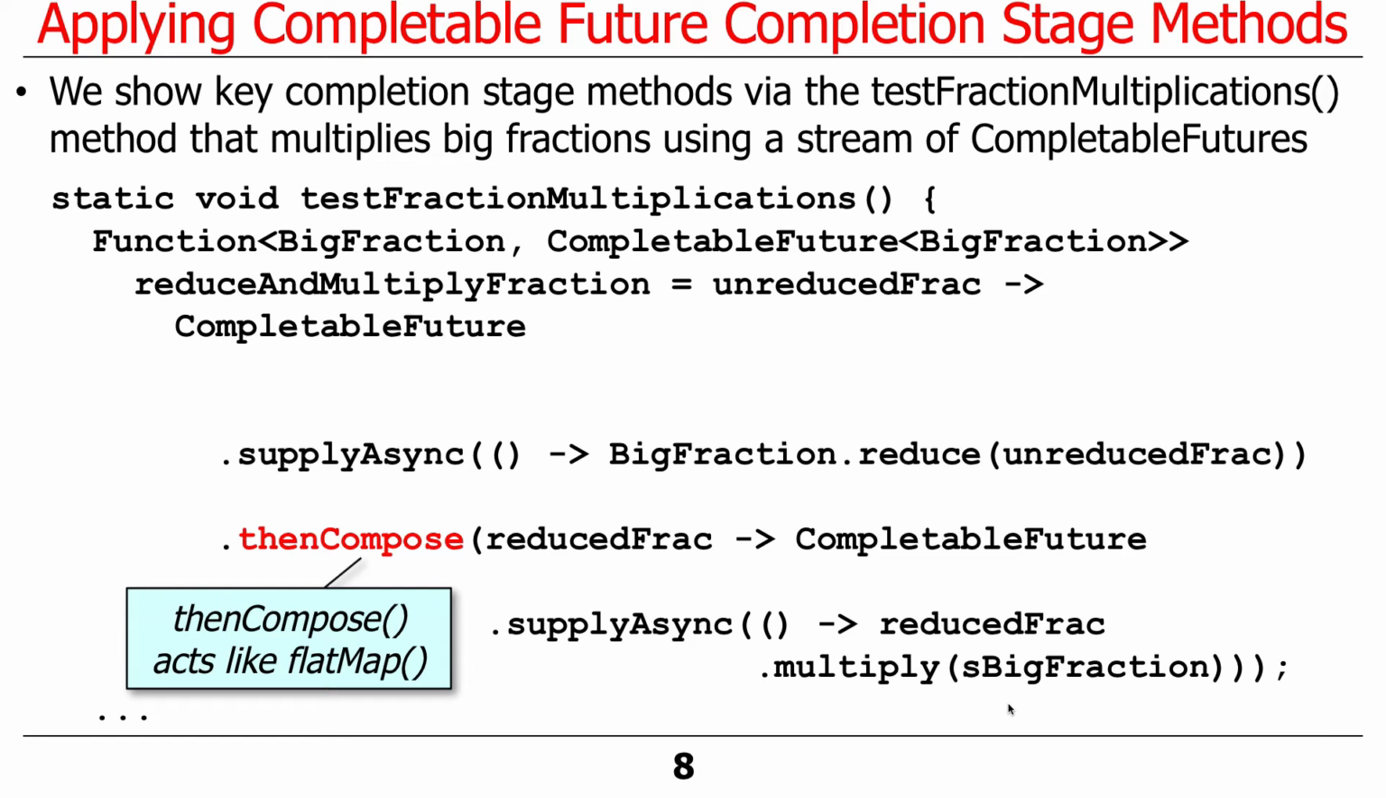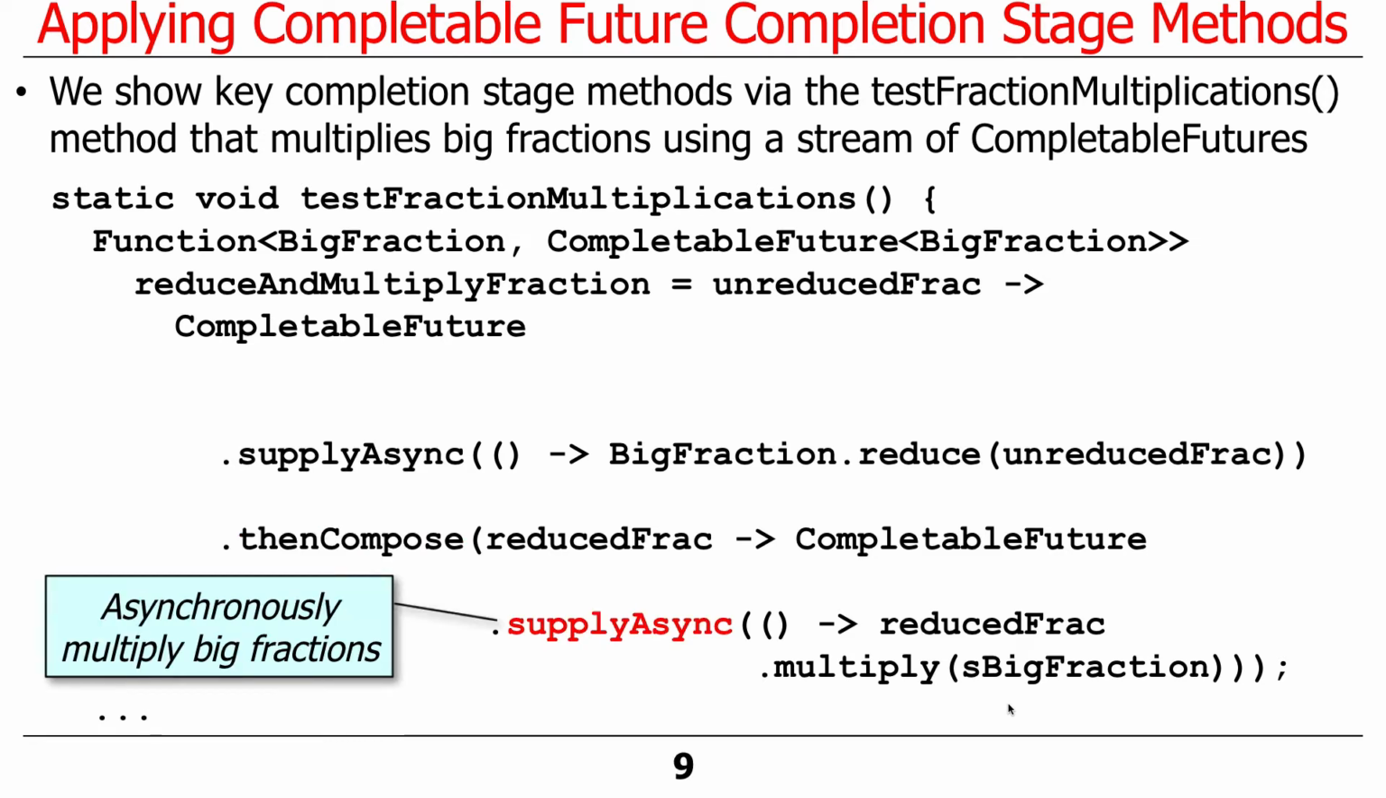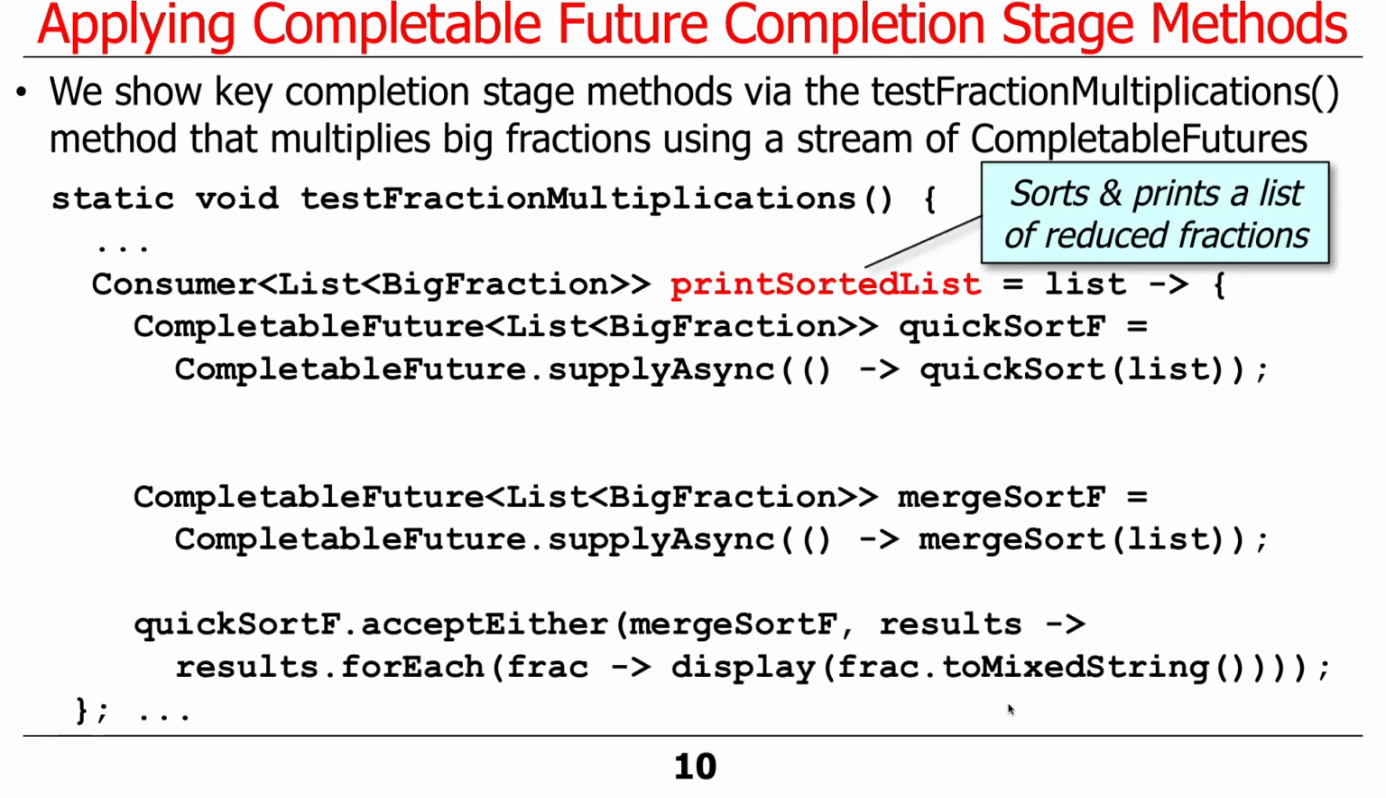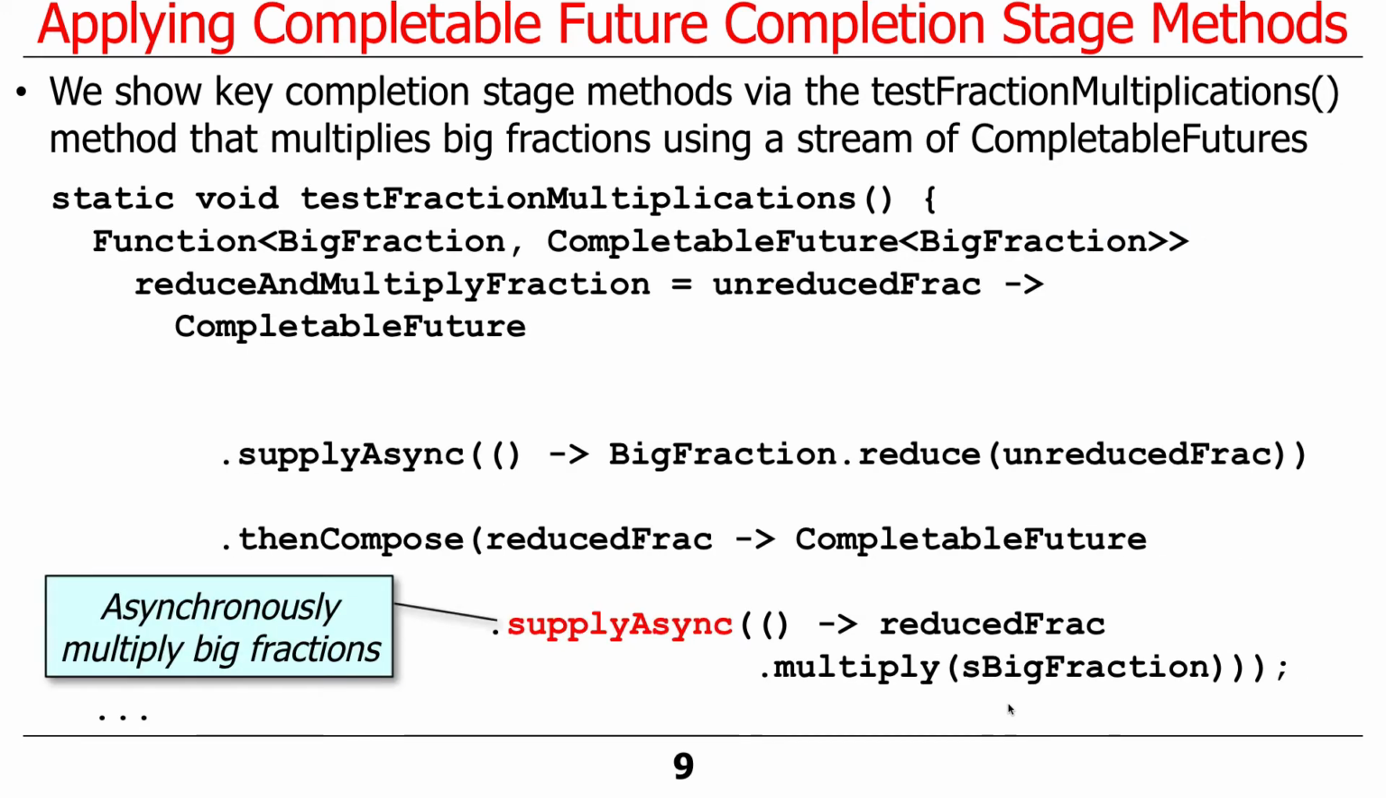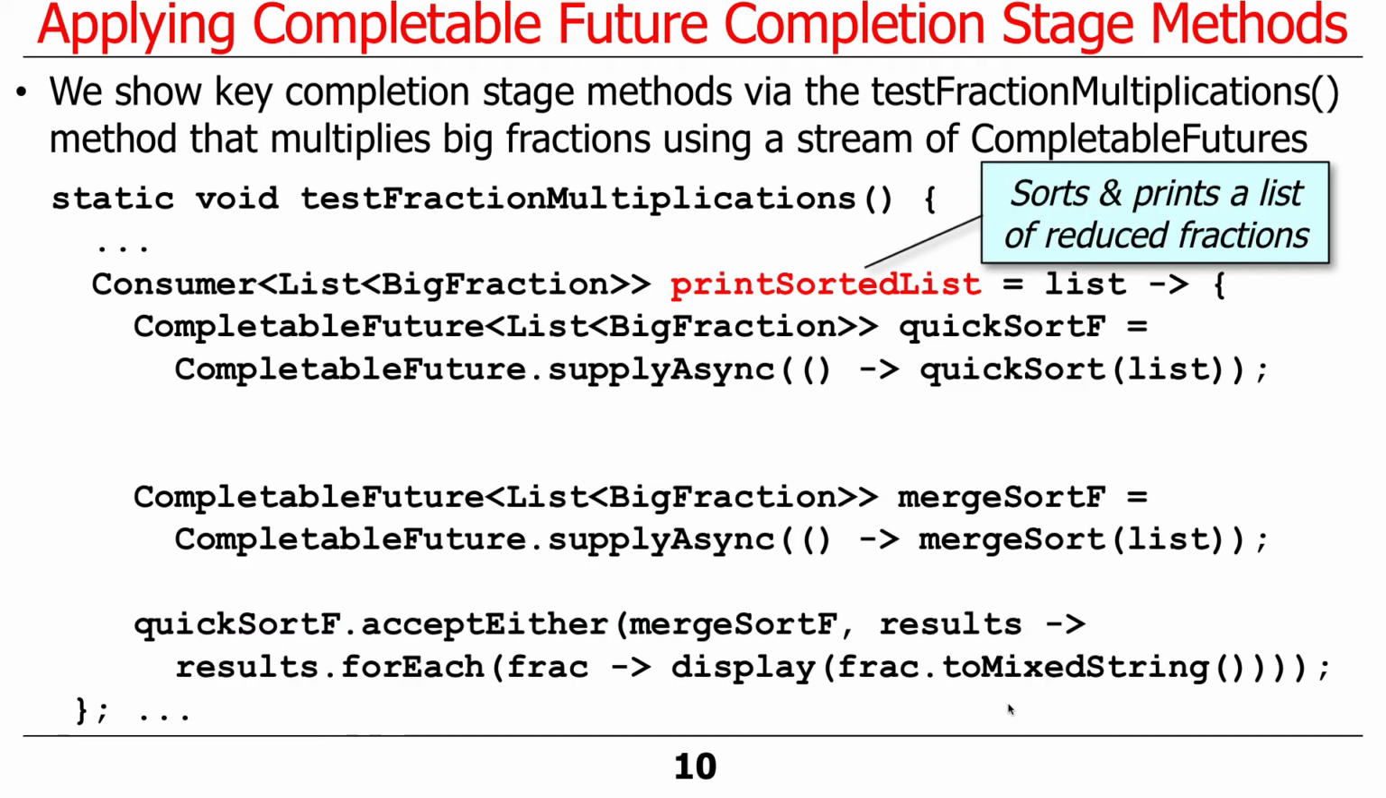And as we talked about before, supply async is going to return a completable future, and we want to be able to then compose this stuff together so we end up with a result which is a completable future to a big fraction. That's what we're going to get when we're done with this. So that asynchronously multiplies the big fraction. Okay, so keep this method in mind, what this thing is trying to do.